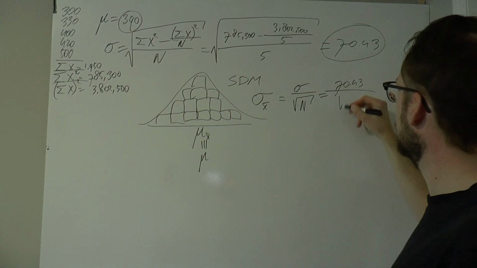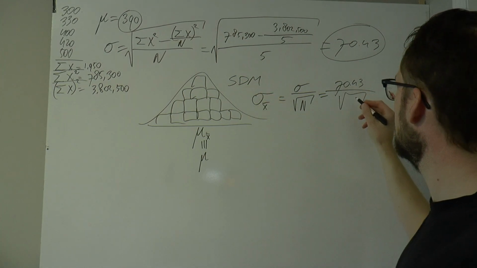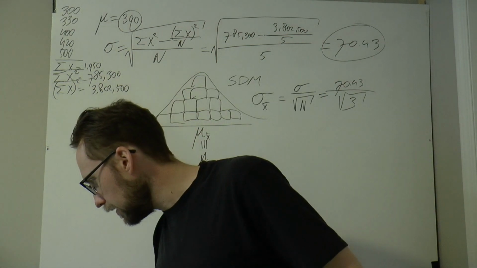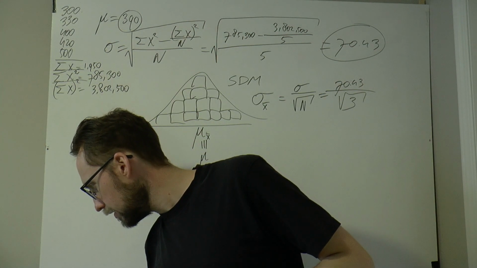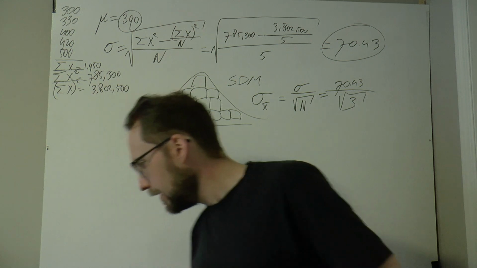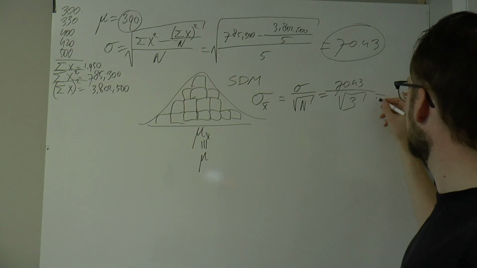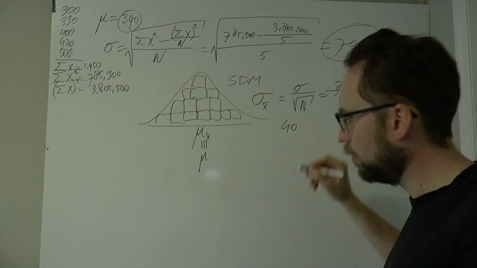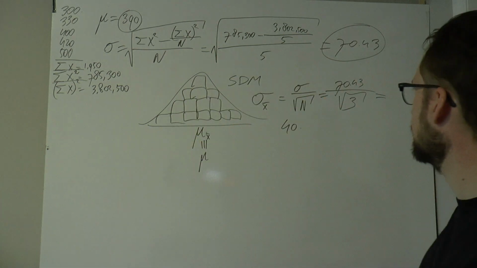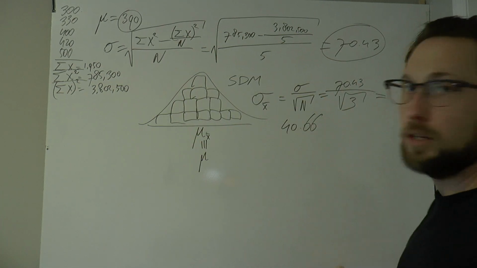70.43 divided by the square root of big N, and big N we said was 3, according to my question. I'm just looking to see if I did indeed ask for 3. Yes, I did. And then the outcome of this is 40.66. Yes. You can do the math.